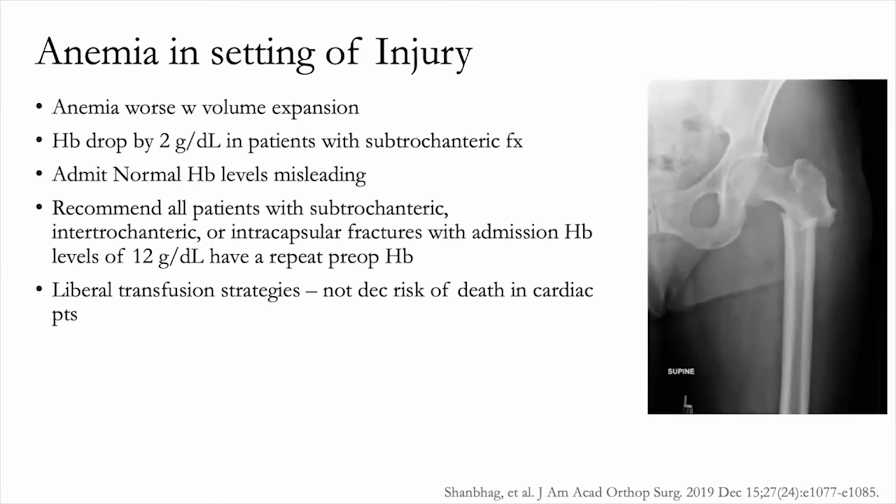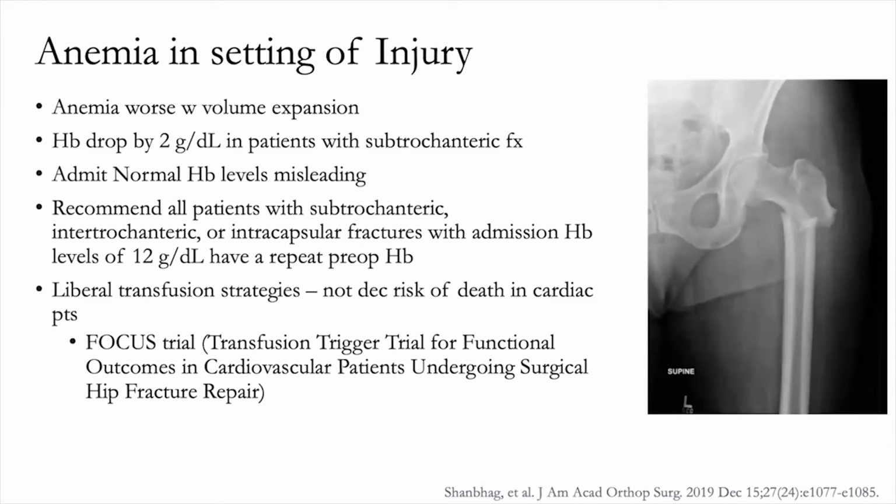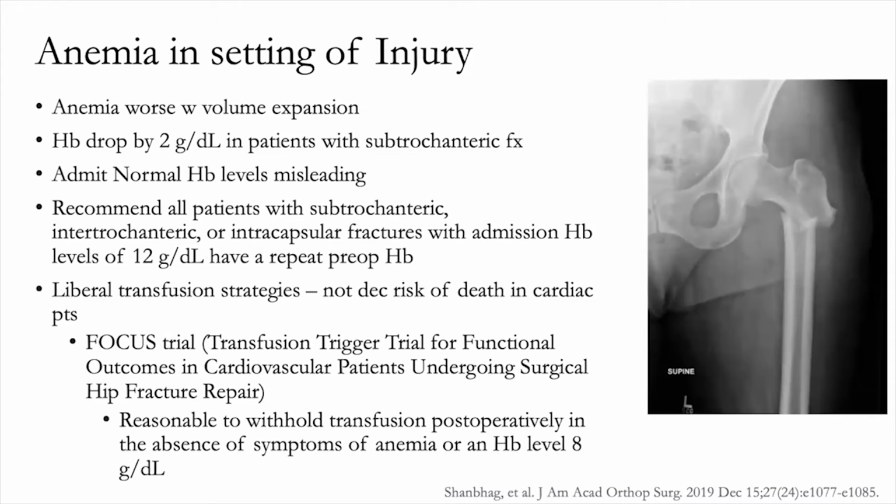I know that we worry about transfusion thresholds in patients with a history of cardiac disease, but what the studies have shown is that liberal transfusion strategies don't really decrease the risk of death. There was the FOCUS trial that looked at patients undergoing urgent surgical hip fracture repair. And they concluded it's reasonable not to transfuse these patients who have a hemoglobin that's, I assume, a little bit less than 8, in the absence of symptoms of anemia.